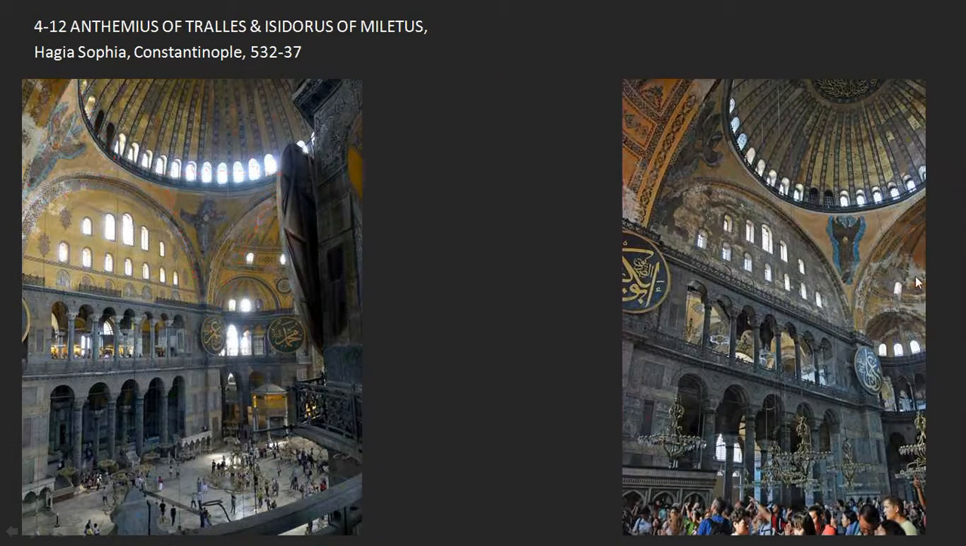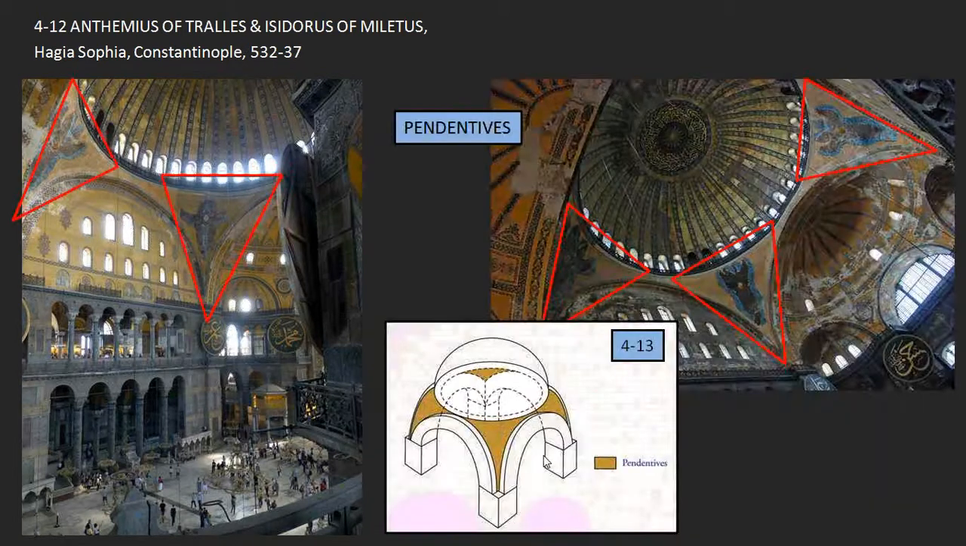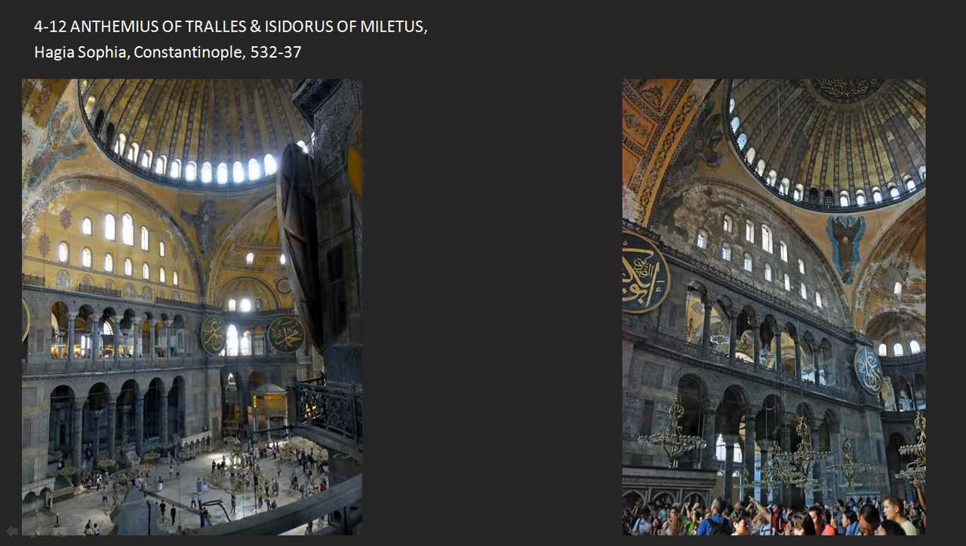You can see here on the wall, between the 2 massive piers, that it has been permeated again and again. 5 openings, 7 openings down below, and then in the clear story up above, 7 openings and 5. You'll also notice that these are all prime numbers. Our 2 architects, Anthemius and Isidorus, were both mathematicians, and I think prime numbers play a role in their design.